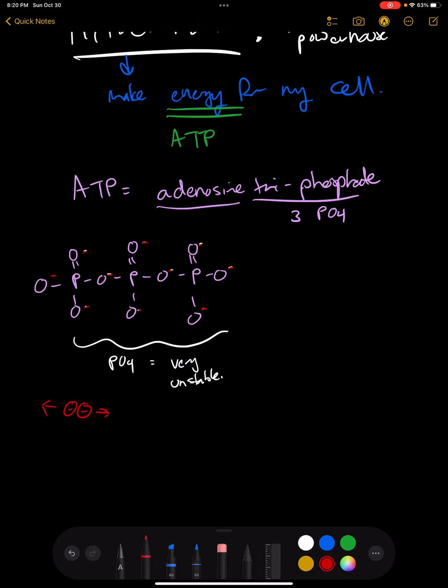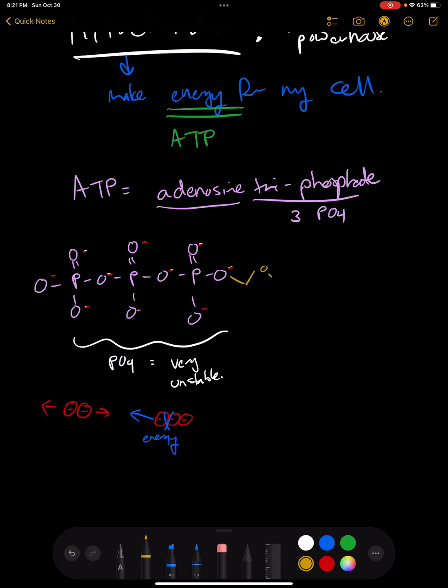Well, now you're looking at 3 magnets with negative charges. And since they all have negative charges, and they're very, very negative, that means they're going to want to break off from each other really, really fast. And that's how we're going to get our energy, because you guys know when we break a chemical bond, that releases energy for my cell. All right, so let's keep going.